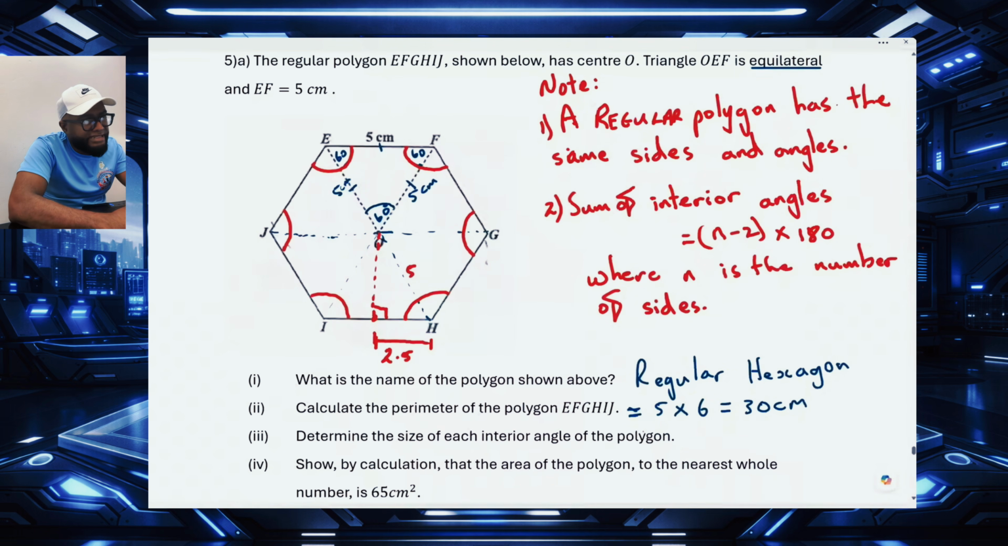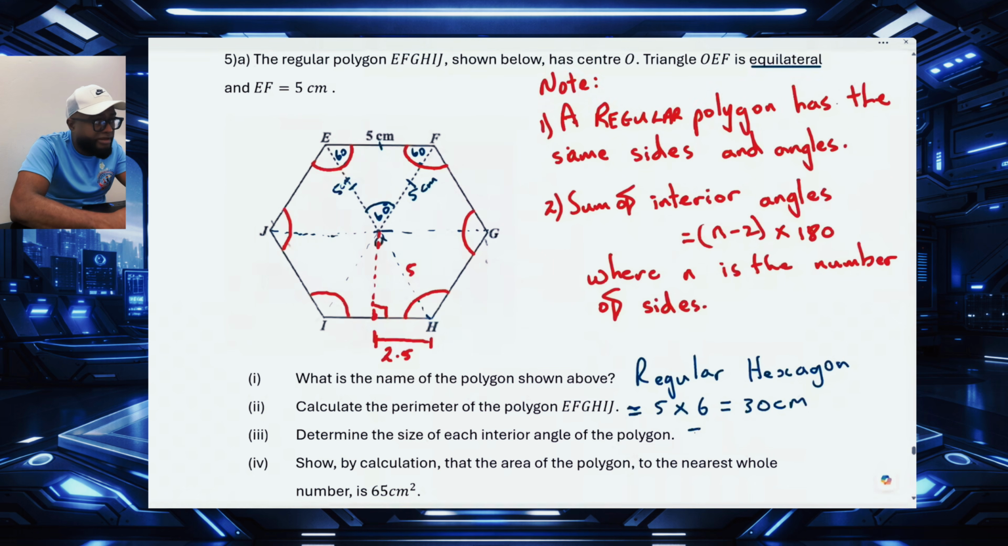Determine the size of each interior angle of the polygon. They told us it's an equilateral triangle. So if here is 60, what will the next one here be? 60. So the size of one interior angle would be 60 plus 60, which is 120.